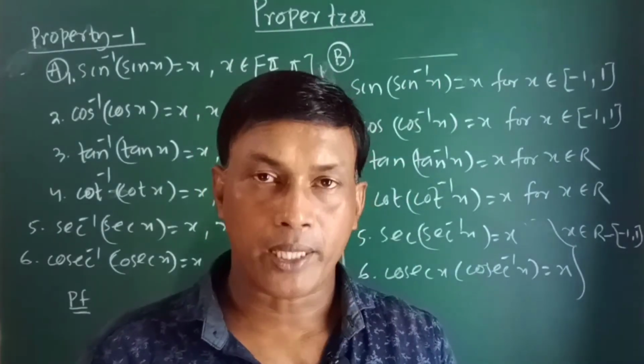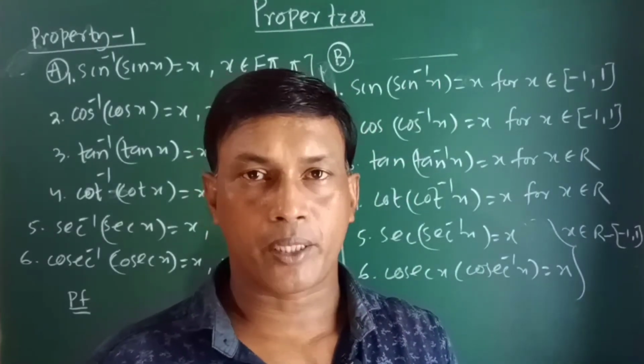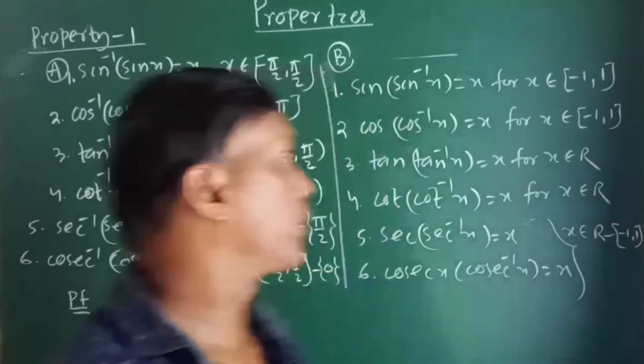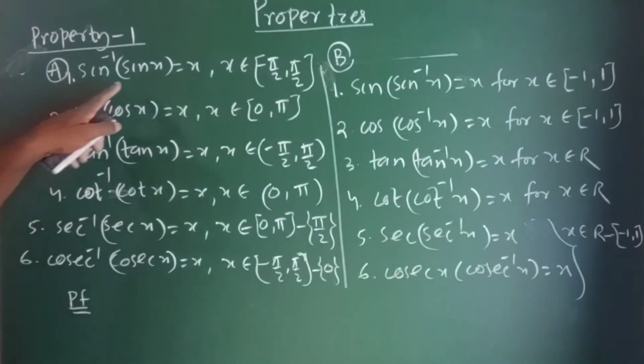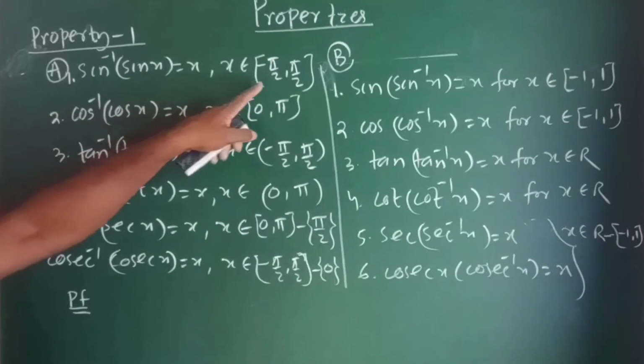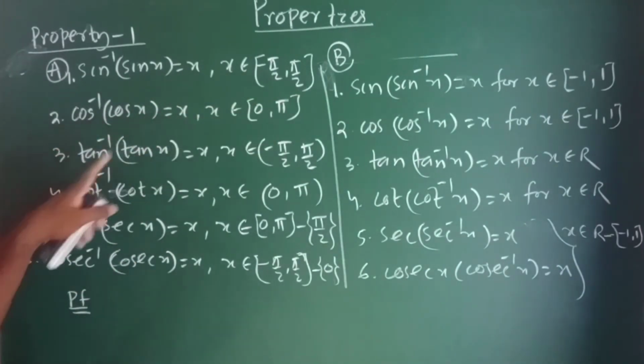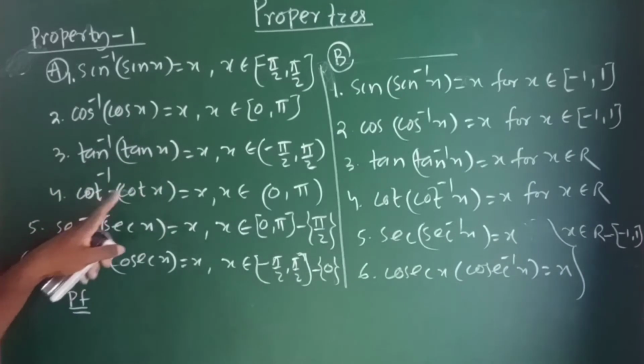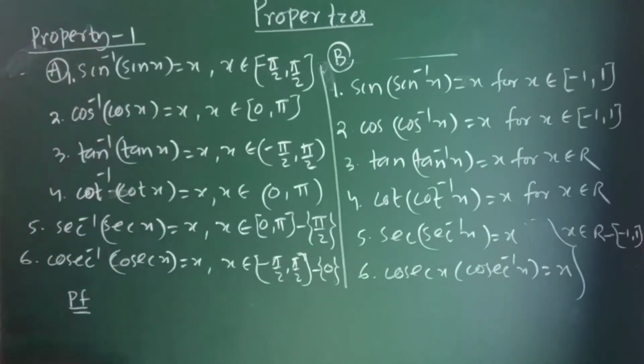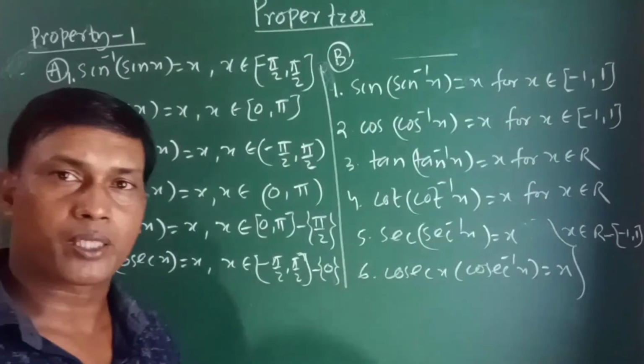Now some important properties of inverse trigonometric functions. The first property is sine inverse of sine x is equal to x, where x belongs to the closed interval minus pi by 2 to pi by 2. Cos inverse of cos x is equal to x, tan inverse of tan x is equal to x, cot inverse of cot x is equal to x, and similarly the six inverse trigonometric functions behave.